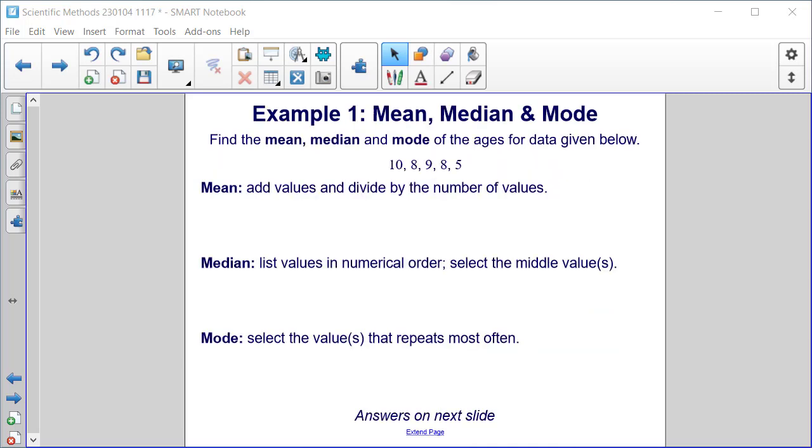Example 1, mean, median, and mode. Find the mean, median, and mode of the ages for the data given below. If I'm given a set of 5 ages, 10, 8, 9, 8, 5, find the mean by adding the values and dividing by the number of values. Find the median by listing the values in numerical order and selecting the middle value. And find the mode by selecting the value or values that repeats most often.